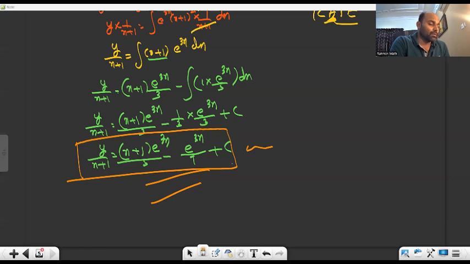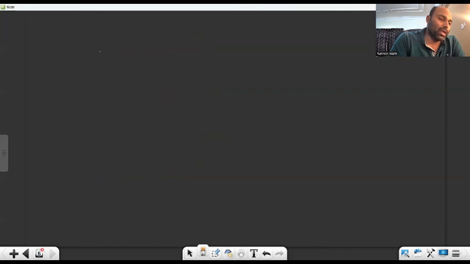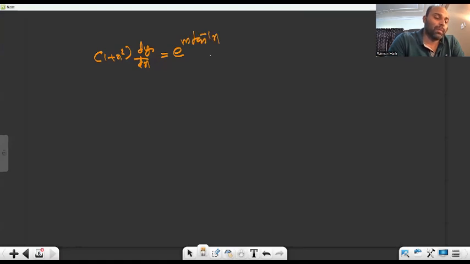The sixth question we didn't do, I think. Seventh also we didn't do. Eighth also we didn't do. Now I'm doing the eighth. If anybody has any other concern, please let me know. Eighth question: 1 plus x square dy by dx equals e raised to m tan inverse x minus y.